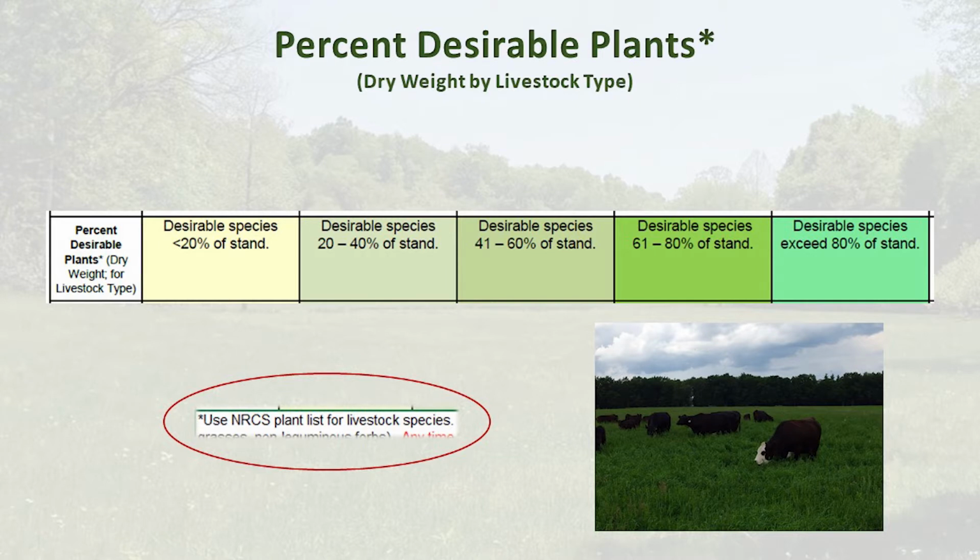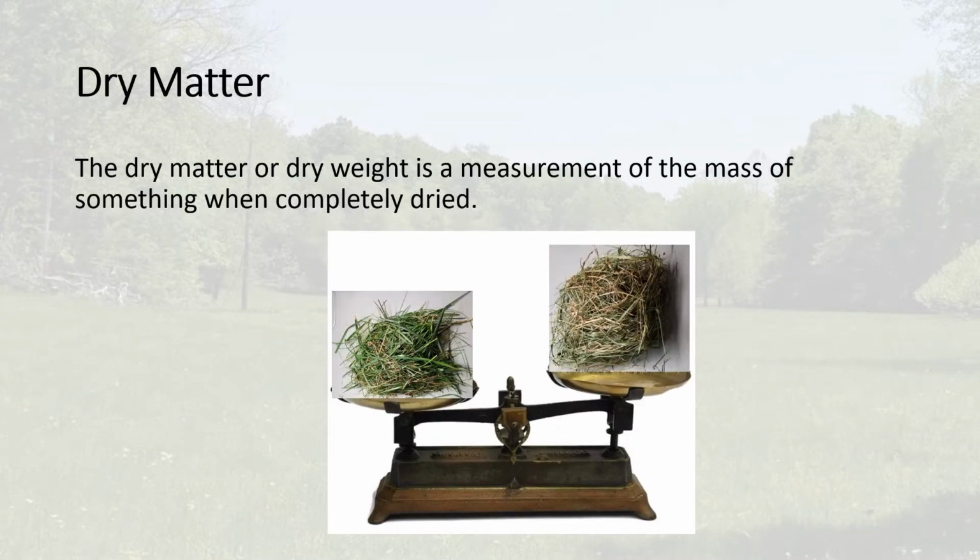The first indicator is percent desirable plants. It's important to know and understand what species are desirable. This is based on the type of livestock currently on the pasture and what is desirable to this specific species. Each state has a desirable species list that is ideally organized by livestock type and dry weight, which is based on actual field measurements. Dry weight is used because it standardizes the process. It's the weight of the forage after all moisture is removed.